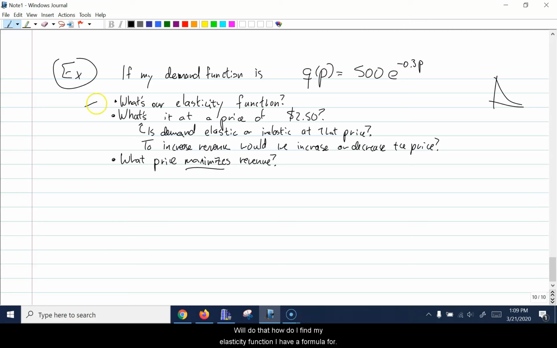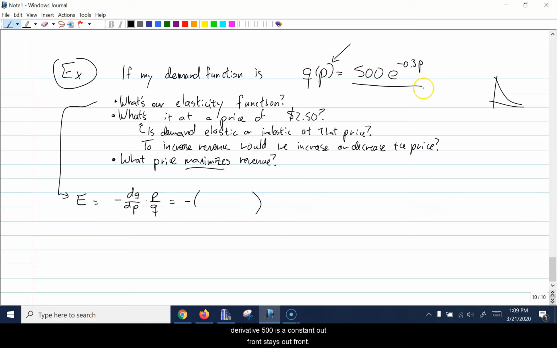So let's do that. How do I find my elasticity function? I have a formula for it. Elasticity is negative dq dp times p over q. A thing to pay attention to is when I'm finding dq dp, that means take the derivative of q with respect to p, I need my q to be written as a function of p. If you have your p as a function of q, you should probably solve for q before you try and do the derivative thing. So I need negative, what's the derivative of q?